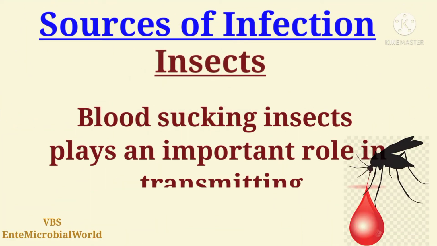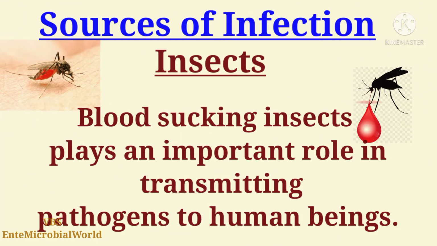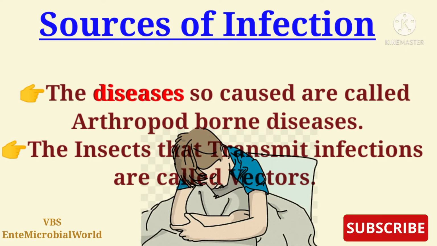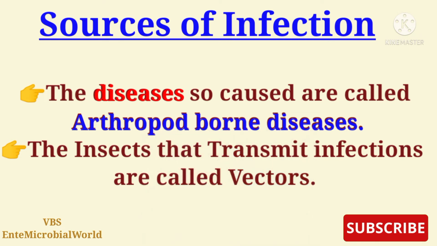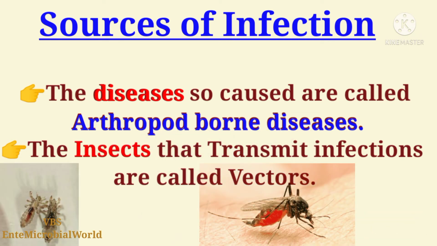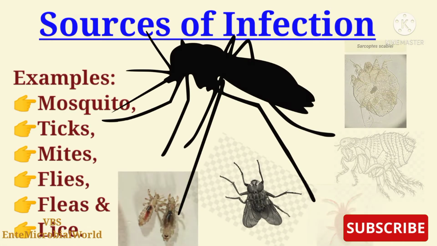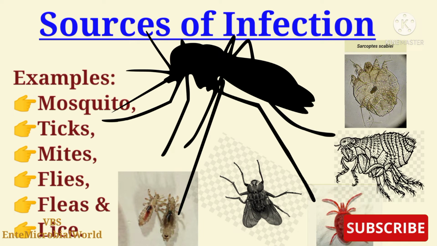Insects. Blood-sucking insects play an important role in transmitting many pathogens to human beings. The diseases so caused are called arthropod-borne diseases, and the insects that transmit infections are called vectors. Example, mosquitoes, ticks, mites, flies, fleas, and lice.